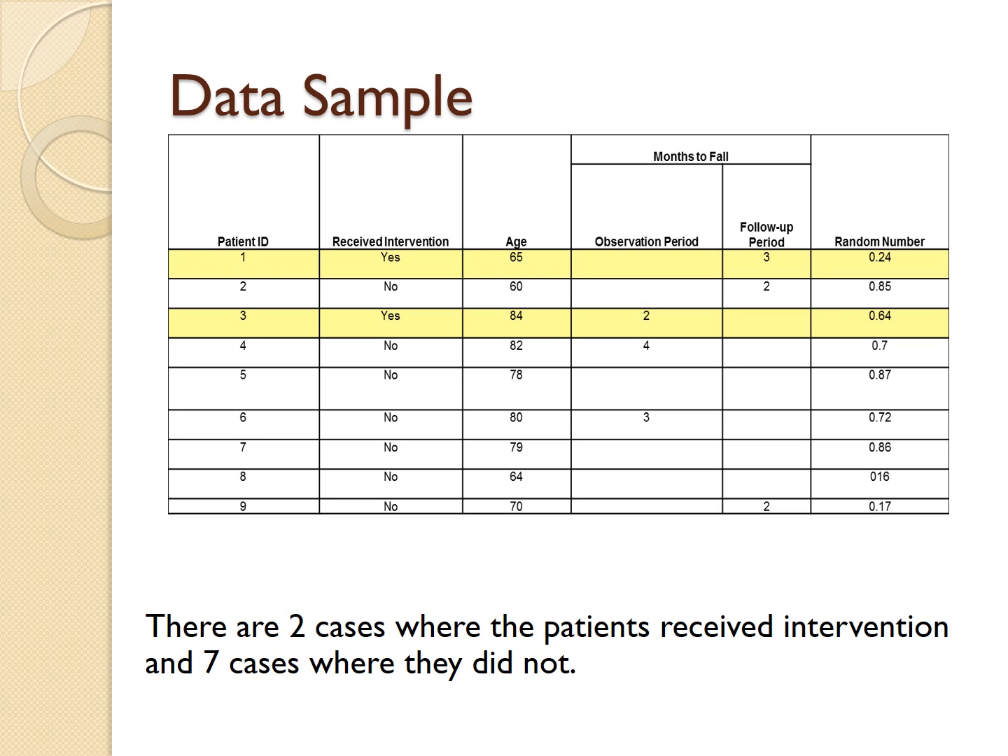Here is the data sample that we are given. There are 2 cases where the patients received intervention and 7 cases where they did not. And you can know by just looking at the 2 highlighted ones, which is patient 1 and patient 3.